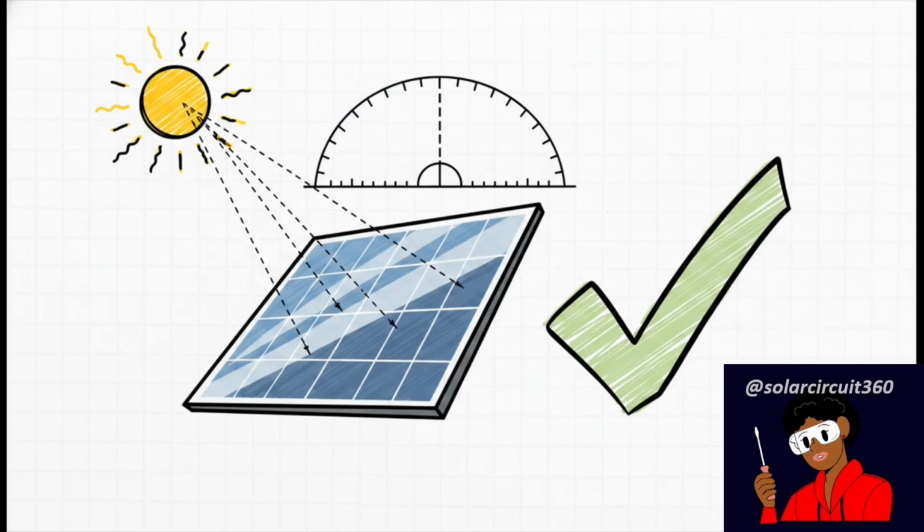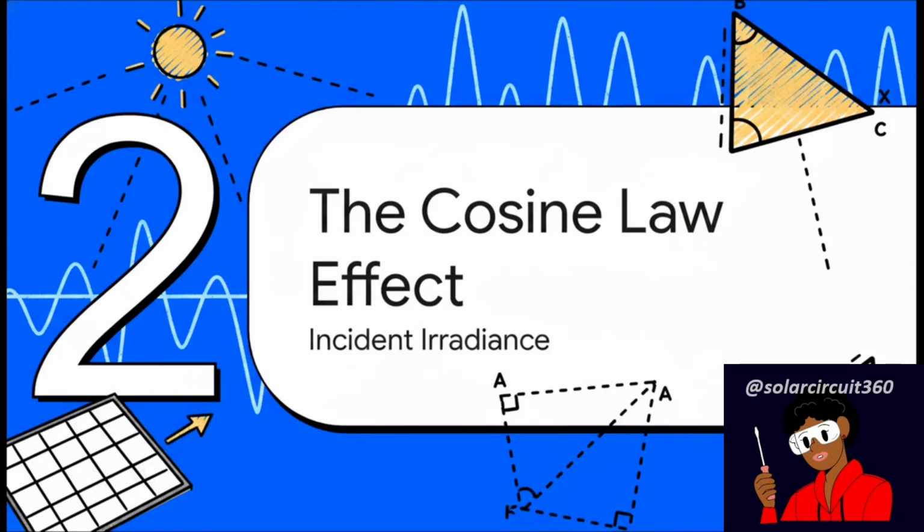But here is the reassuring truth. It's not a failure. It's just geometry. Your system isn't broken. Your panels haven't suddenly gone bad overnight, and your equipment is honestly probably fine. The reality is that your system is simply no longer aligned with the sun's path. Solar panels don't magically attract sunlight like magnets. They have to actually intercept it. And when the geometry of that interception changes, well, your energy yield is going to change right along with it. And that brings us perfectly to section 2, the cosine law effect.